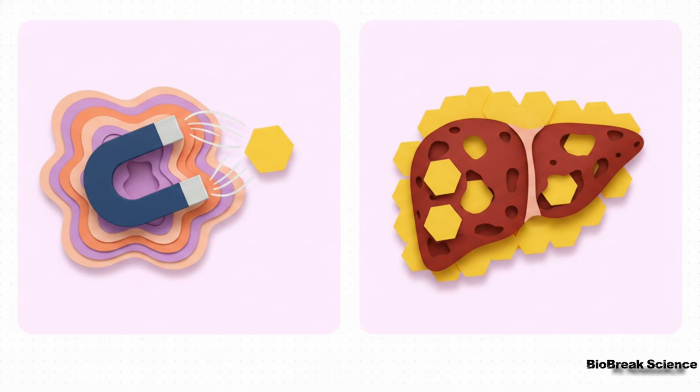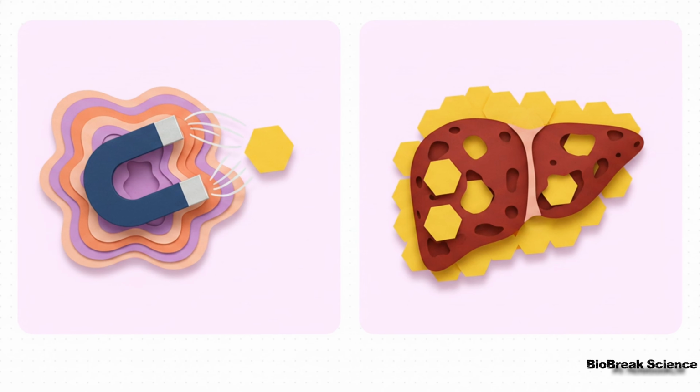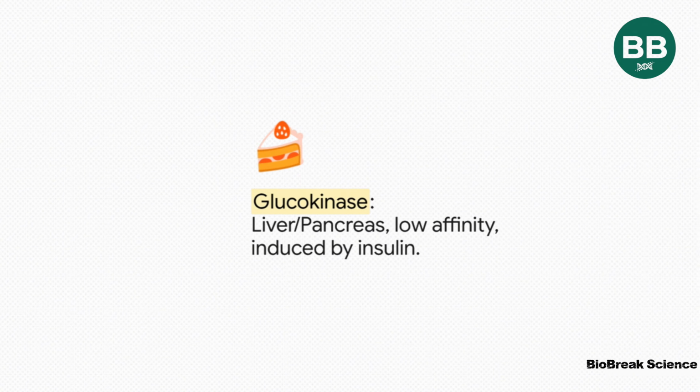What's really fascinating is the specific machinery, the regulatory enzymes used to do this trapping. In most of your body's tissues, an enzyme called Hexokinase handles this job. It has a super high affinity for glucose, meaning it works hard even when glucose levels are pretty low. But there's another one mentioned here too.